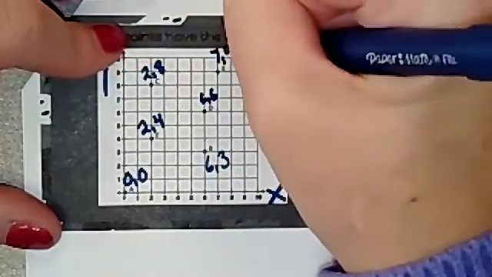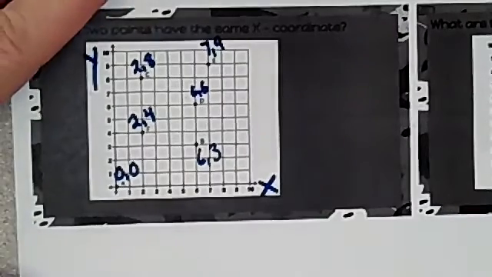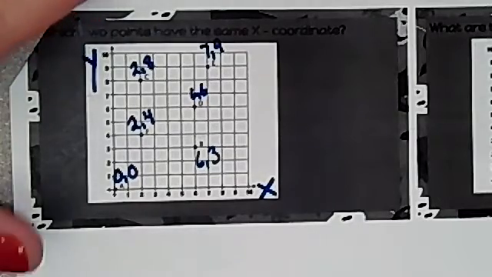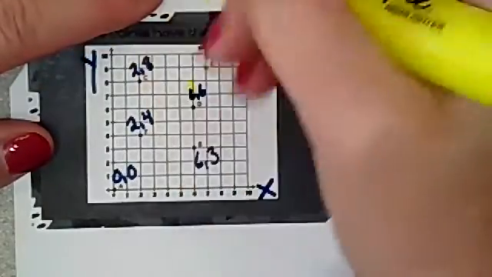All right, now it wants to know which 2 have the same X coordinate. What 2 have the same X? So is X the first number or the second number? Very good. So X is the first number. Which ones have the same first number? What are they? Layla? B and D. Yes, those have the same first number.